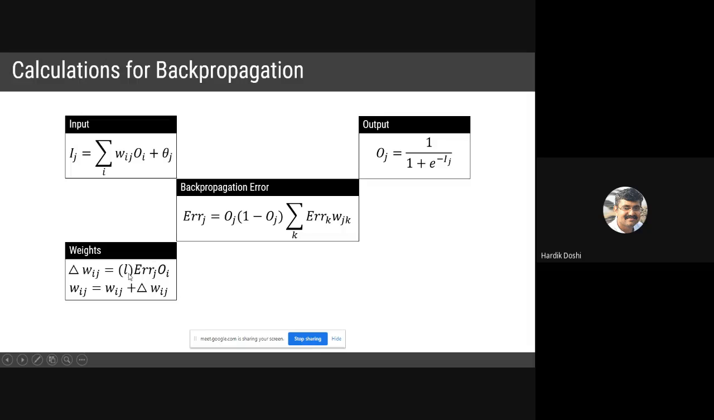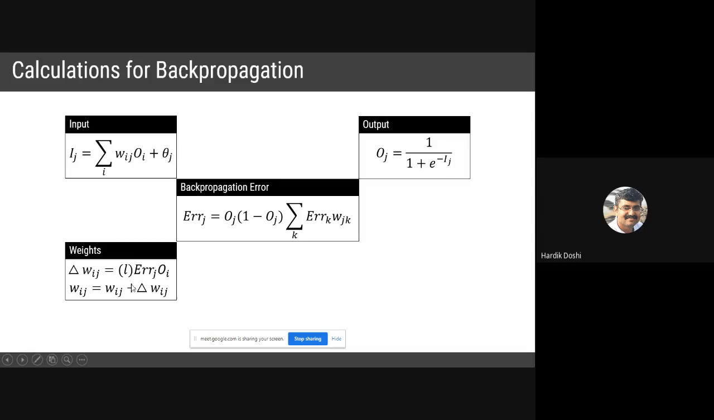And multiplied with L. Now L is termed as learning rate, wherein this learning rate can be taken as some random value. Random value means you can take any value. You need to assume this value between 0 to 1.